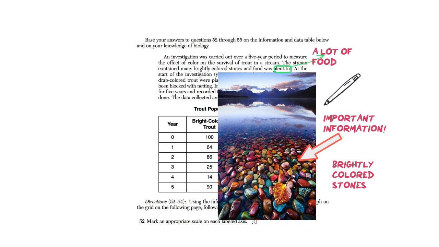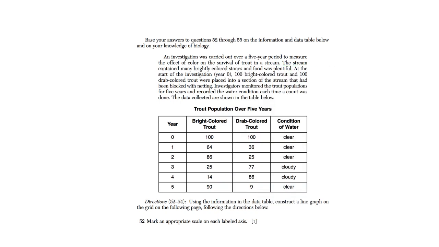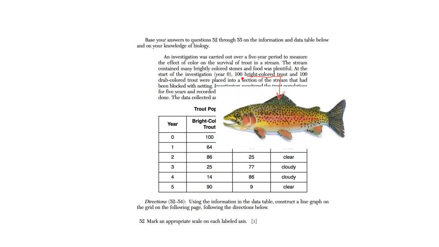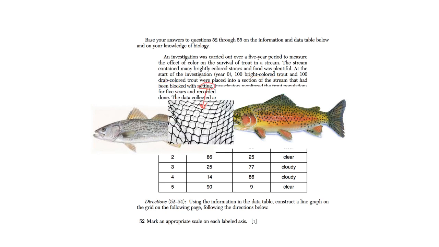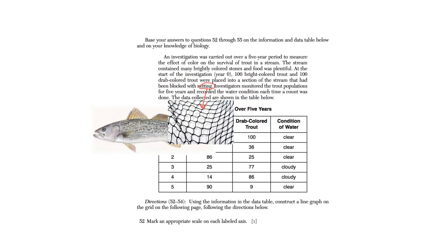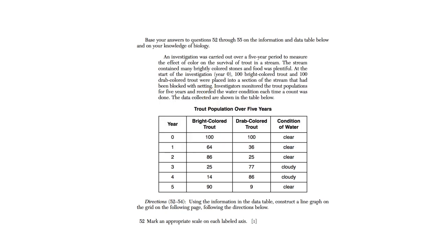At the start of the investigation, year 0, 100 bright colored trout and 100 drab colored trout were placed into a section of the stream that had been blocked with netting. Investigators monitored the trout populations for 5 years and recorded the water condition each time a count was done. The data collected are shown in the table below.